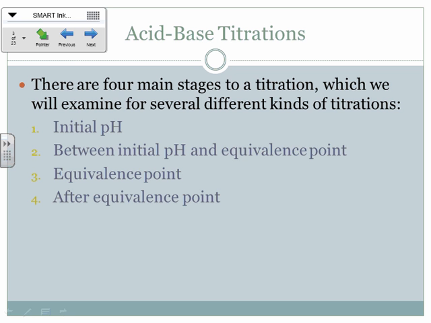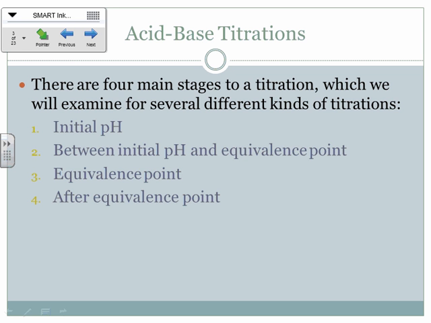Okay. 4 main stages to a titration, and actually everything we just did with buffer solutions is going to help us out with this. Okay. So we're going to have an initial pH, and there are a couple different ways to figure that out depending on whether we're talking about a strong acid or a weak acid initially in our solution.